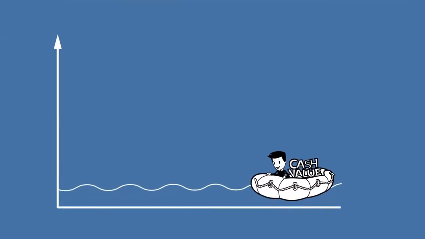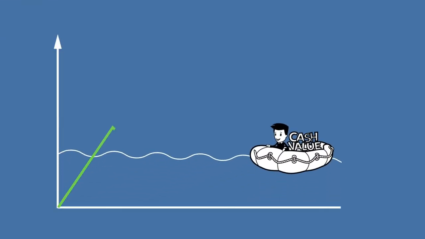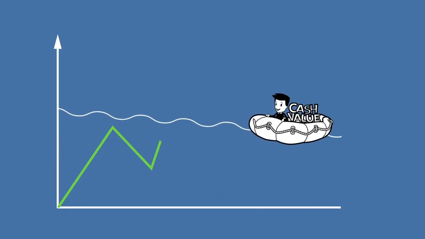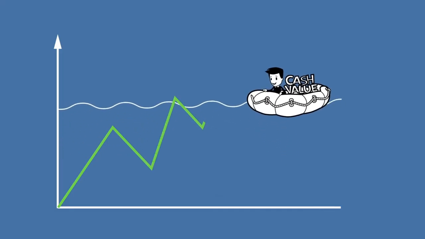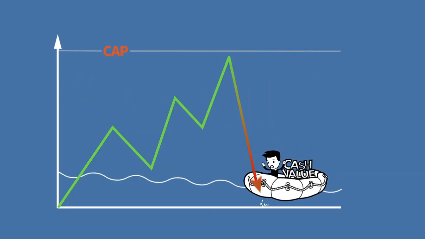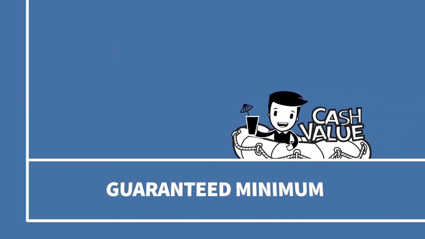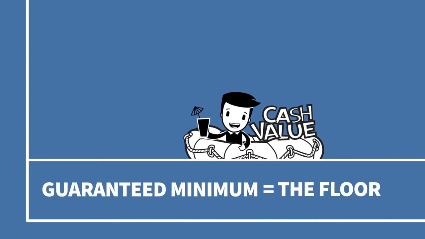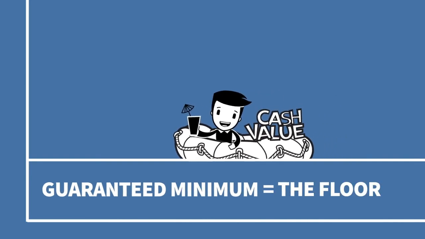Here's an example of how a typical indexed account works. If the index increases in value, your policy's cash value can participate in that upward growth up to the cap. However, if the index decreases in value, your policy's cash value is protected from the index-based losses by a guaranteed minimum rate, the floor, and is reduced by monthly policy charges.